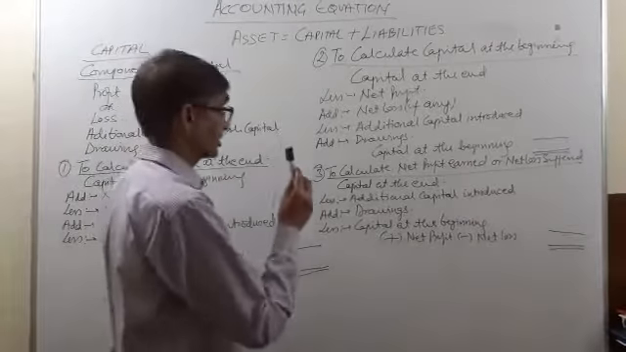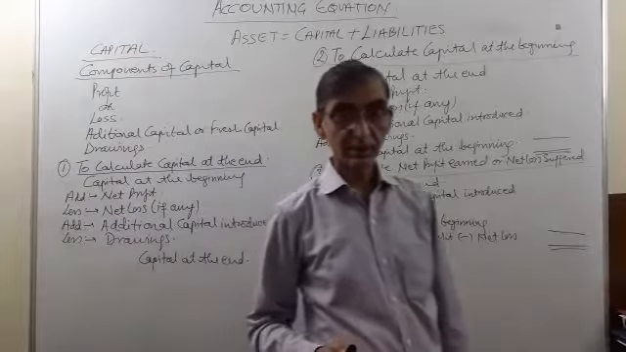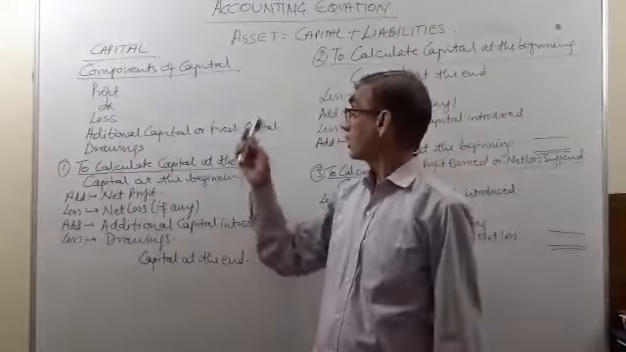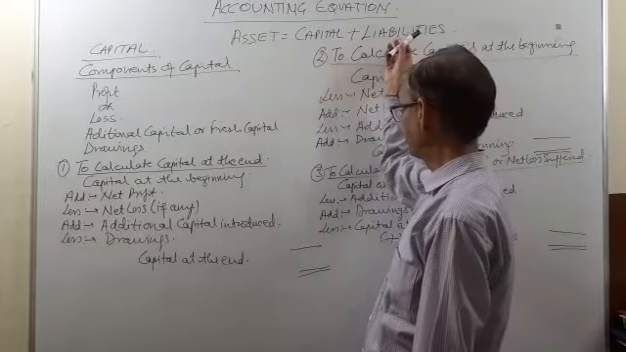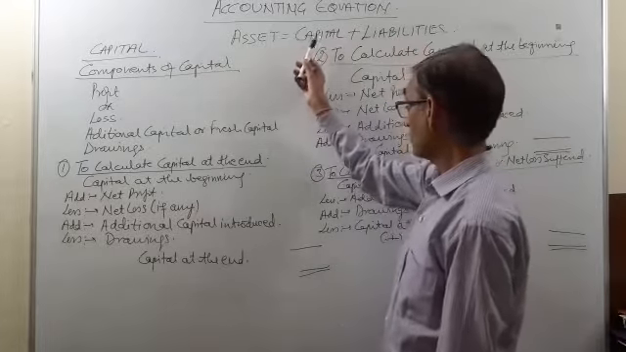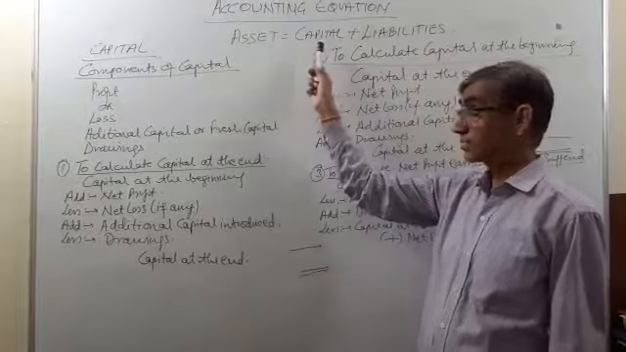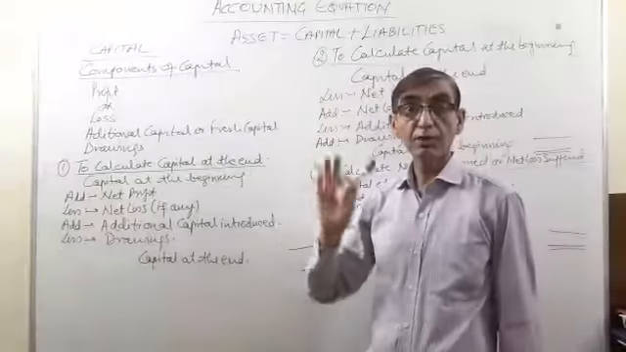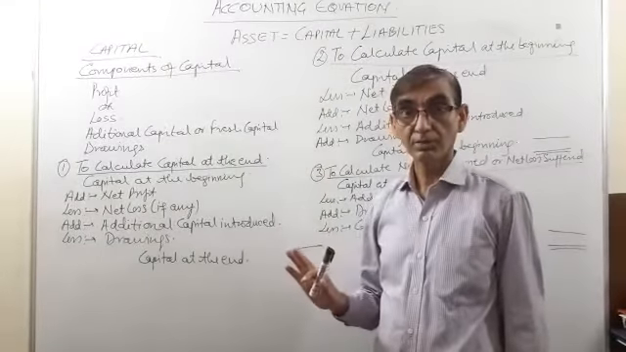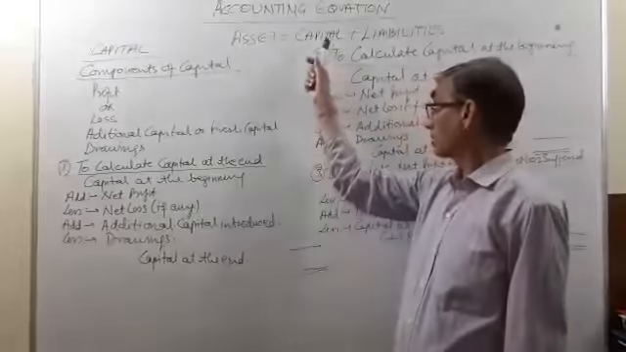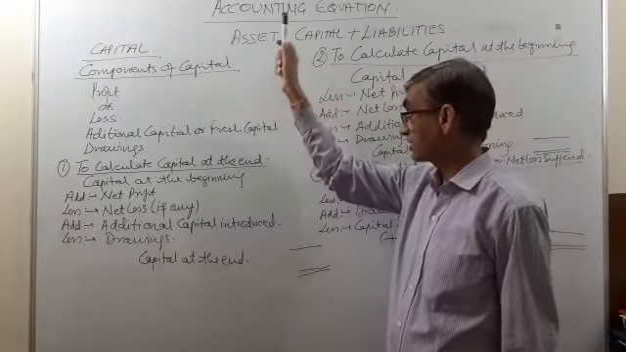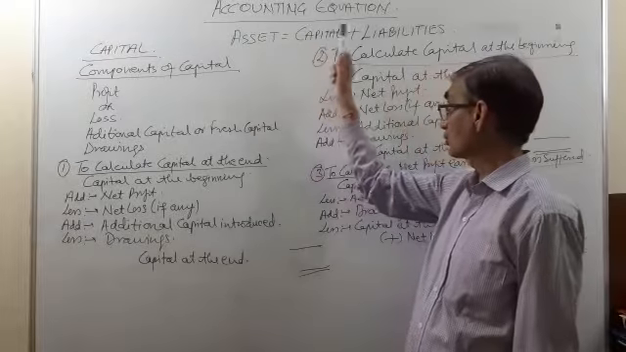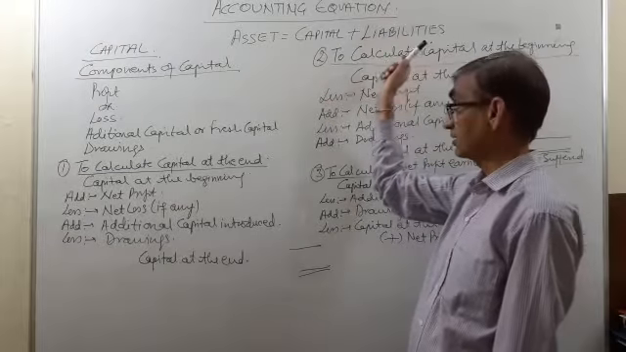So, the accounting equation. This topic we started yesterday. The accounting equation is: assets are equal to capital plus liabilities. In a business organization, capital is a very important component, because capital is used to create or purchase assets and capital is used to discharge liabilities.